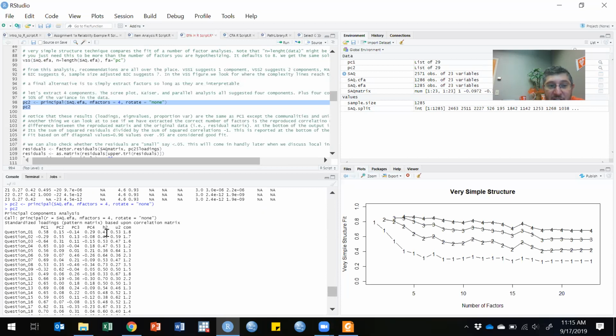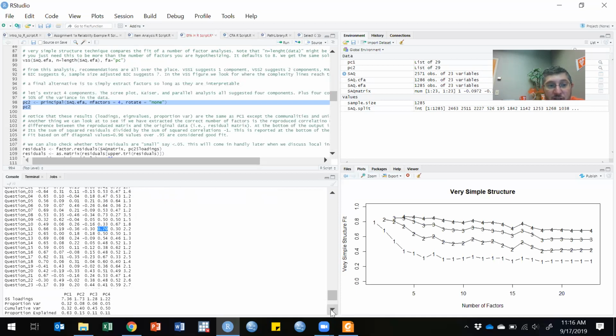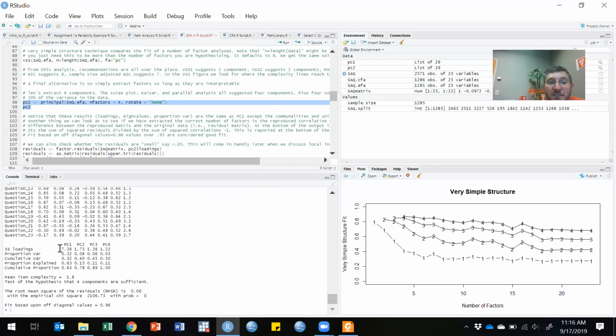So you can see here's our measure of the proportion of common variance associated with question 1. A proportion of common variance associated with question 11. You can see here our eigenvalues are the same, and so is the proportion of variance explained for each of the components.